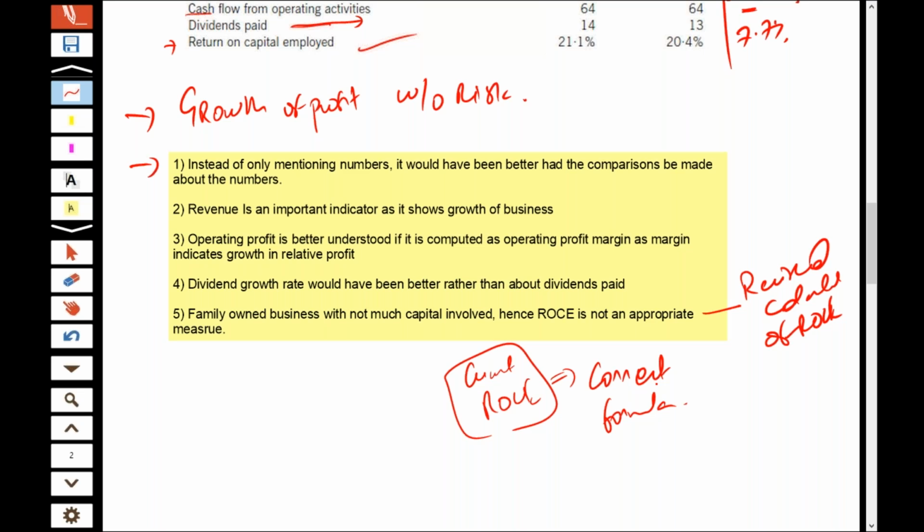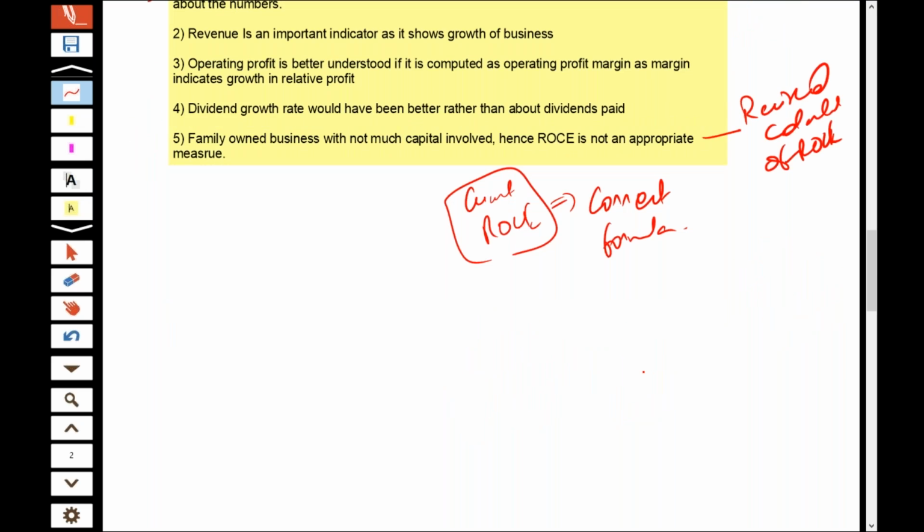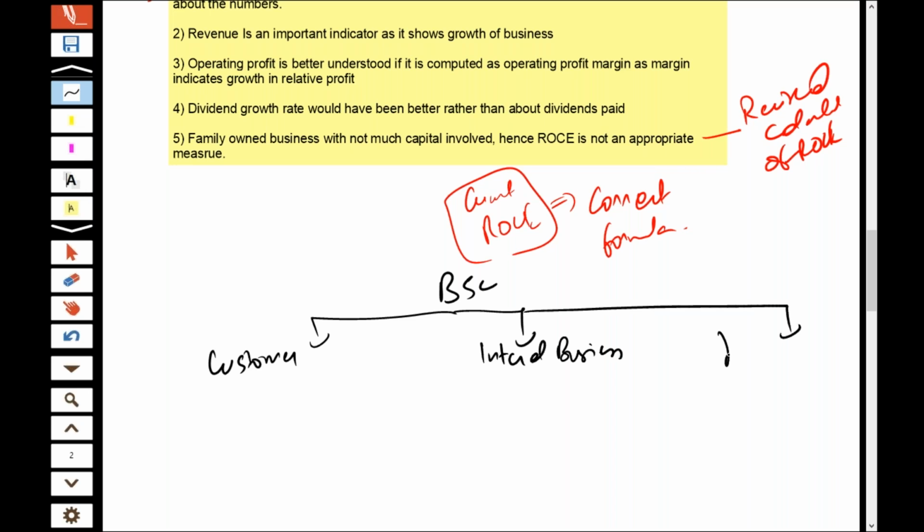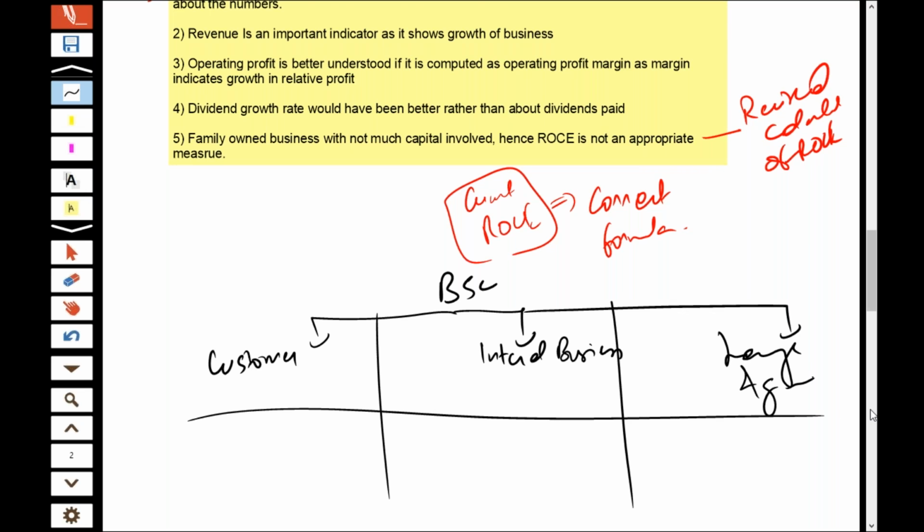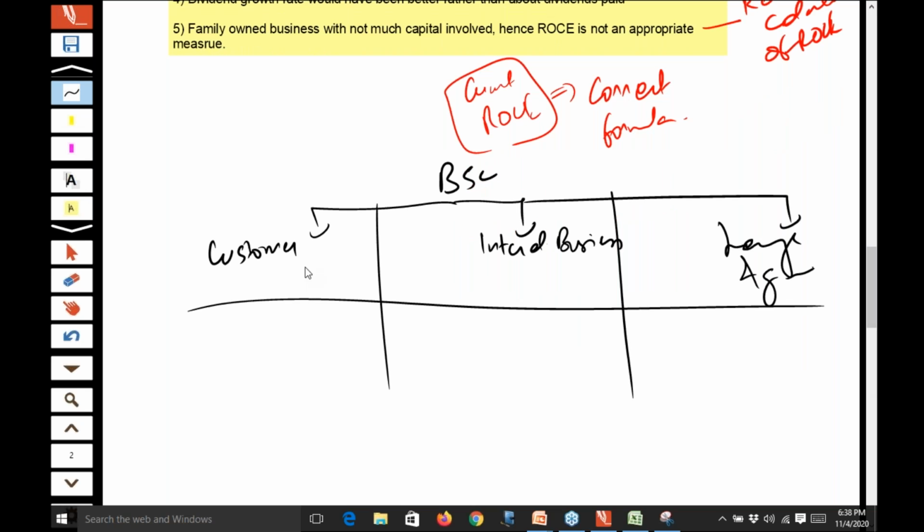Now we need to move a bit forward and discuss the other aspects of the balanced scorecard, which are the customer, the internal business perspective and the learning and growth. So let's talk about them and try to introduce a few KPIs.